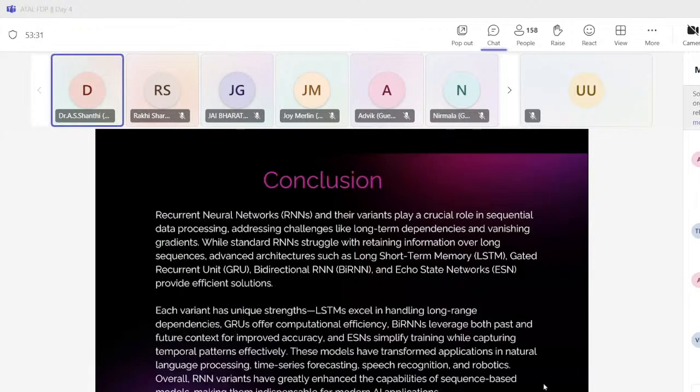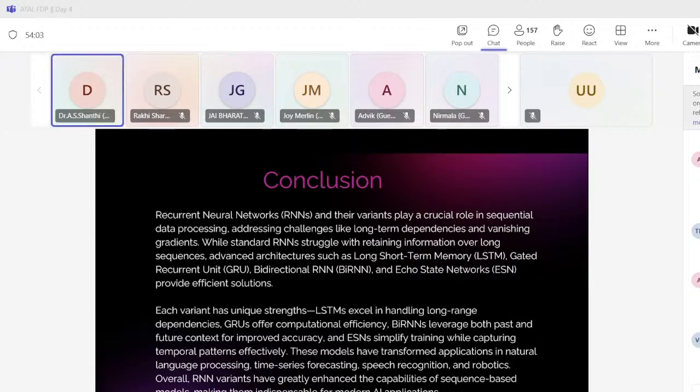And in general, now let's get into the conclusion of our session. RNNs and their variants play a crucial role in sequential data processing, addressing challenges like long-term dependencies and vanishing gradients. While RNNs struggle with retaining information over long sequences, advanced architectures such as LSTM, GRU, BiRNN, and Echo State Networks, the variants we have seen so far, provide efficient solutions. Each variant has unique strengths, as we have said already.